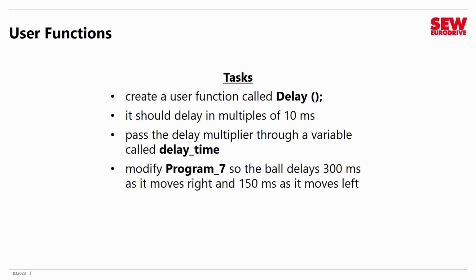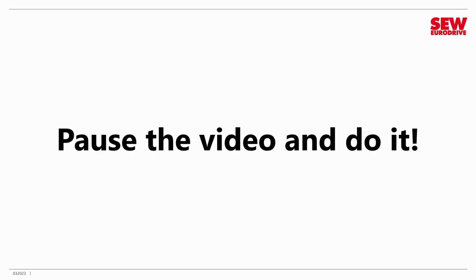Now, of course, you can't pass in the delay by a parameter because you can't have parameters with user functions. So you're going to have to create a dedicated variable, which I suggest you call delay time, and that's how you'll pass in the delay value. And then take your existing program with the traveling ball and modify it so the ball delays 300 milliseconds when it's moving right and 150 when it moves left. And you can use that delay function instead of the hard-coded values you probably used in the previous iteration of the program. Okay, pause the video, do it, and we'll come back and see how you did.